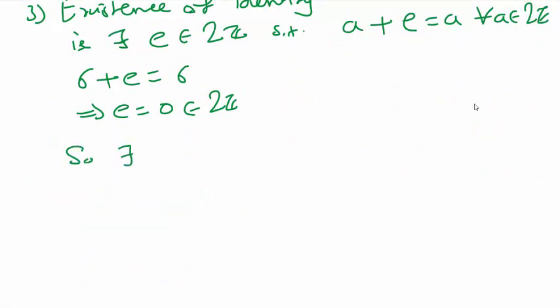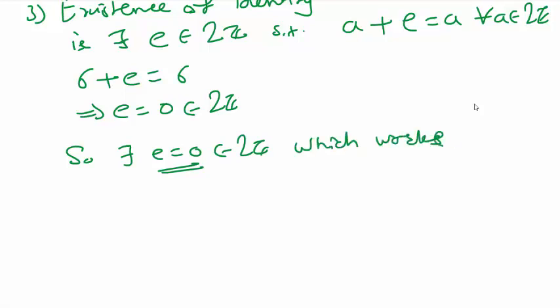So there exists e = 0, that is an element of 2Z, which works as the identity element. Instead of 6, you can take 16, 8, minus 6, minus 4, like that. Then you will get the property a + e = a with e = 0. So 0 works as the identity element. In short, we can write like this.